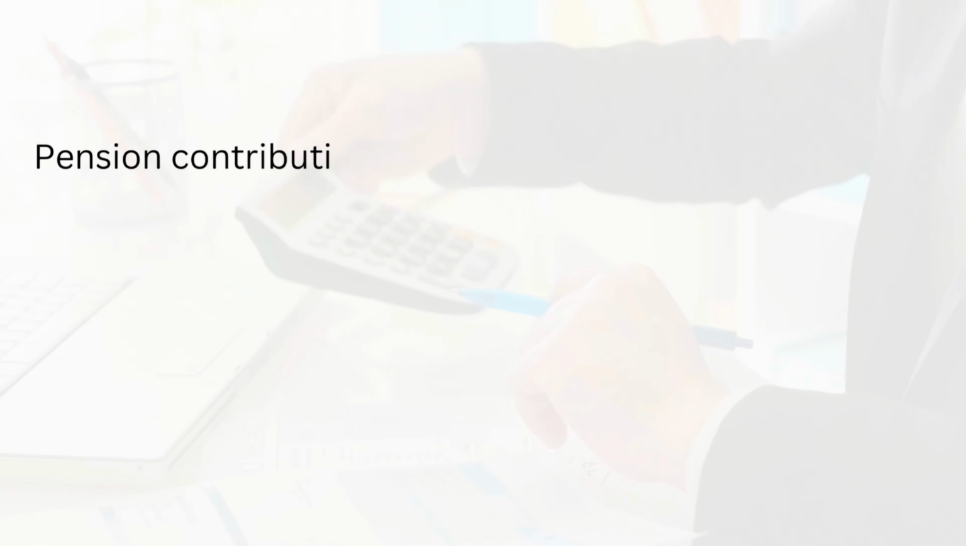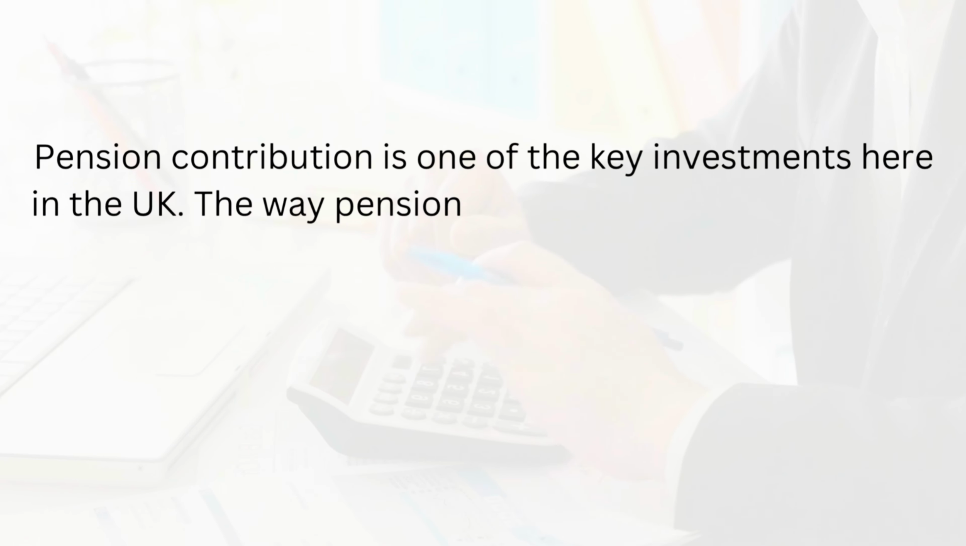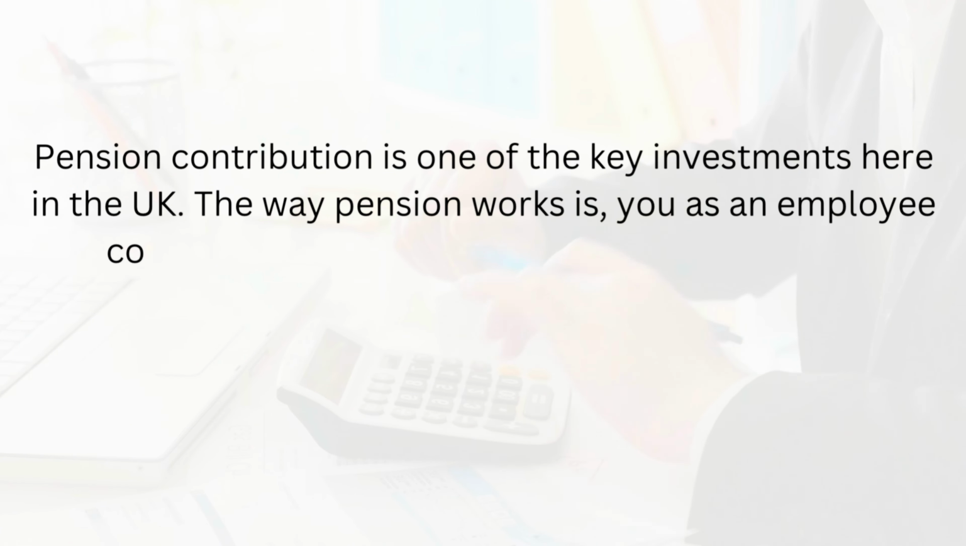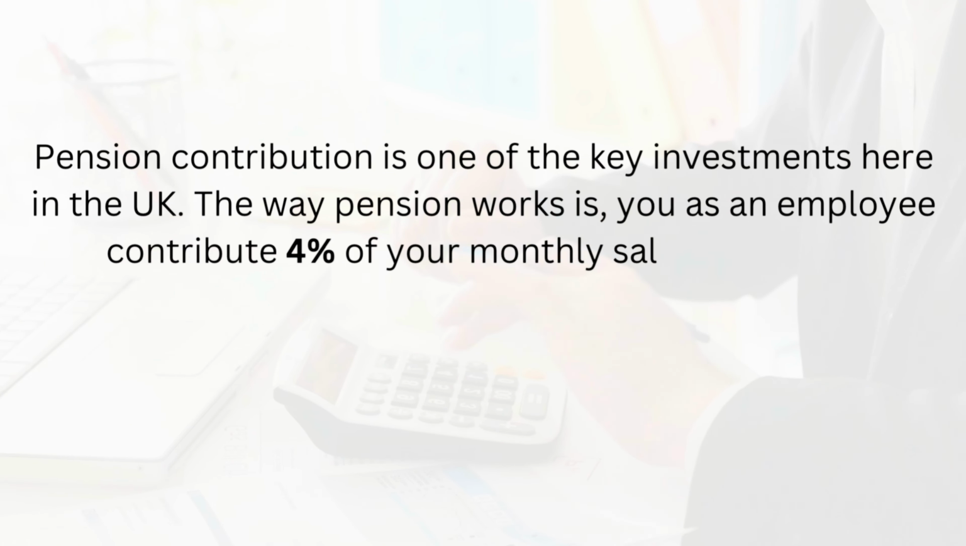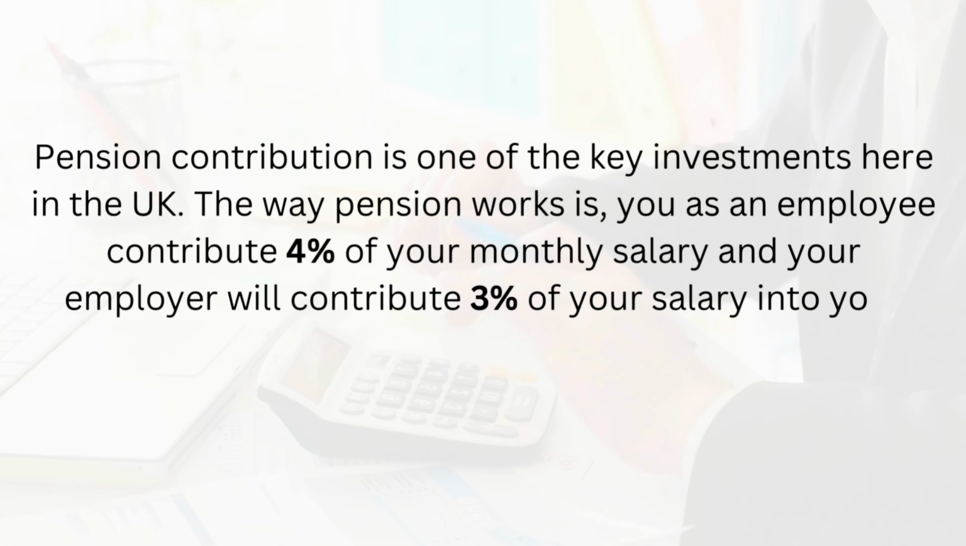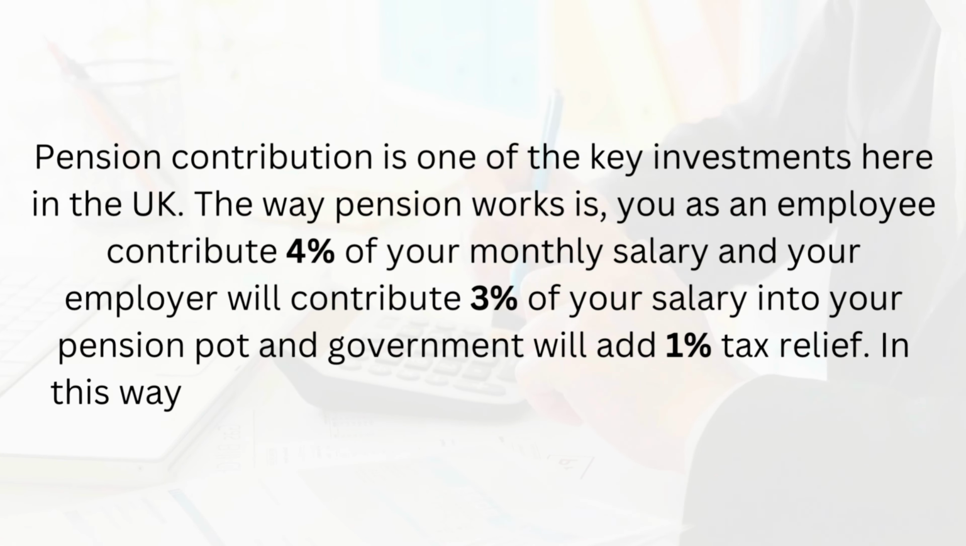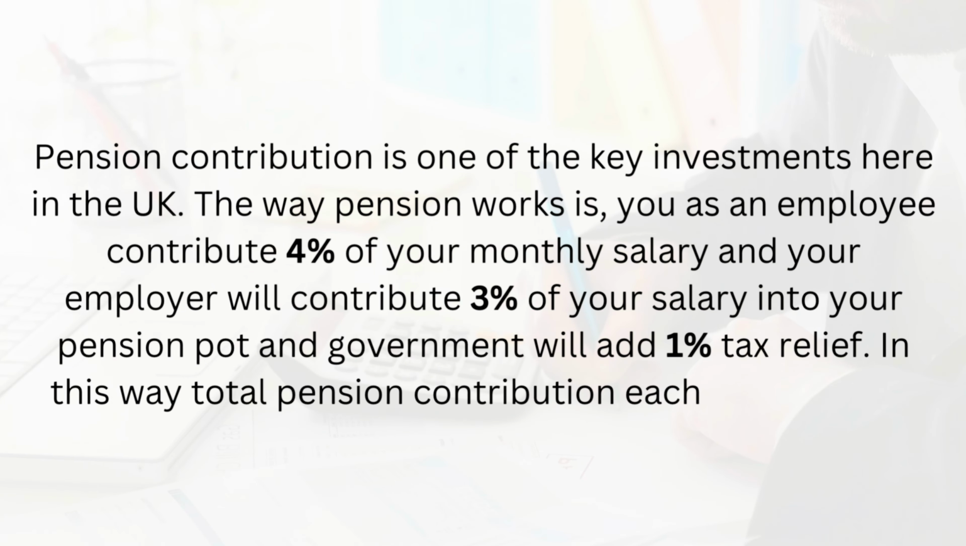Pension contribution is one of the key investments here in the UK. The way pension works is you as an employee contribute 4% of your monthly salary and your employer will contribute 3% of your salary into your pension pot, and the government will add 1% tax relief. In this way, the total pension contribution each month is 8%.